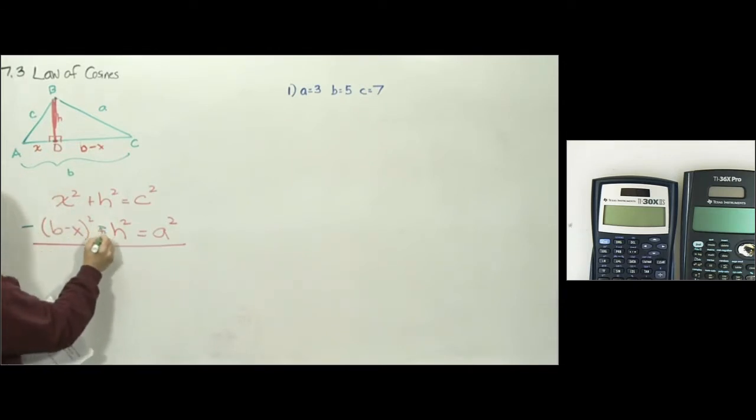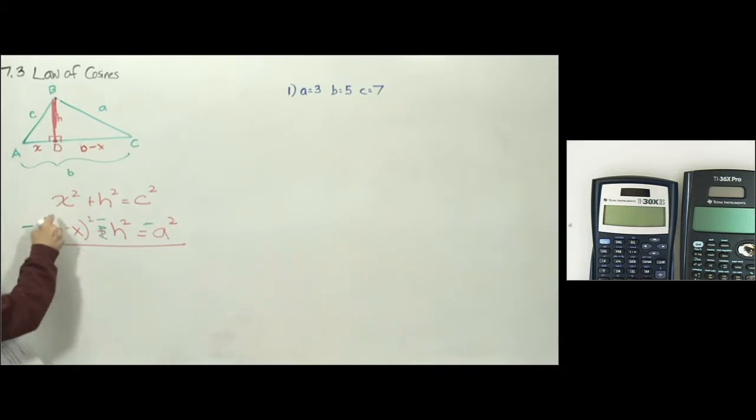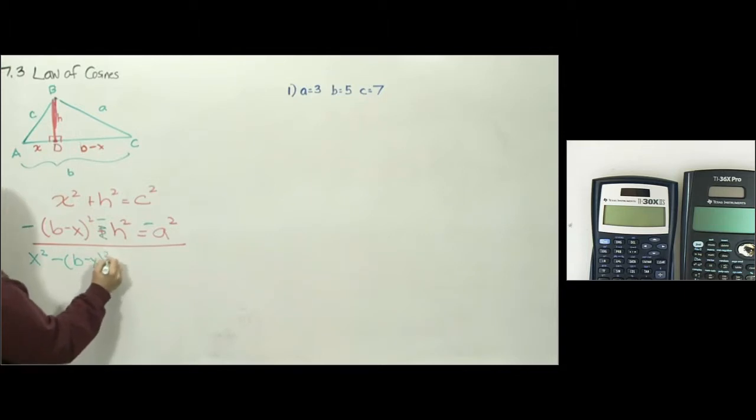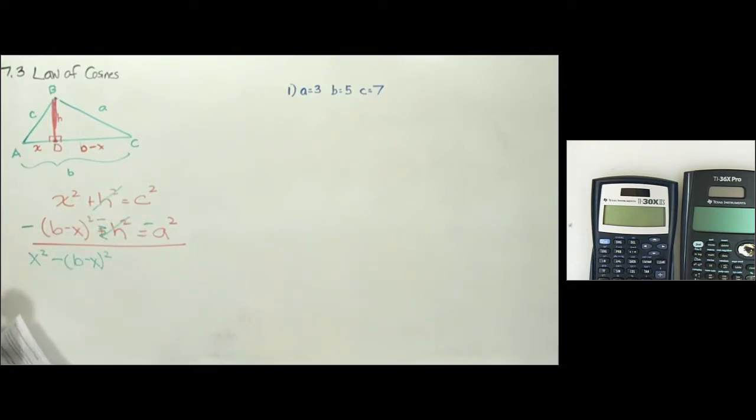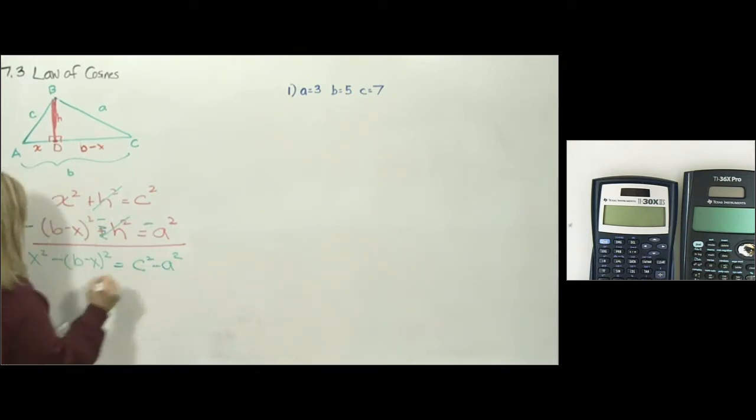Make that negative, that term negative, and that term negative. And we know we can do that in algebra because when you multiply by -1, you keep the balance of the equation. Okay? So now what we're going to do is collect our like terms. We're going to say, okay, this is x squared minus b minus x squared. The h squares are going to cancel because a positive h squared and a negative h squared cancel out. And this is going to equal c squared minus a squared.